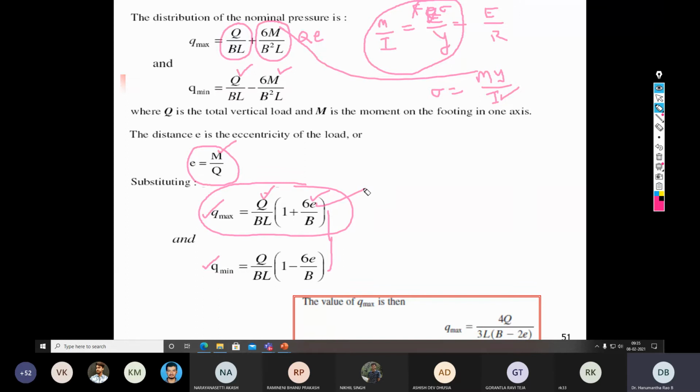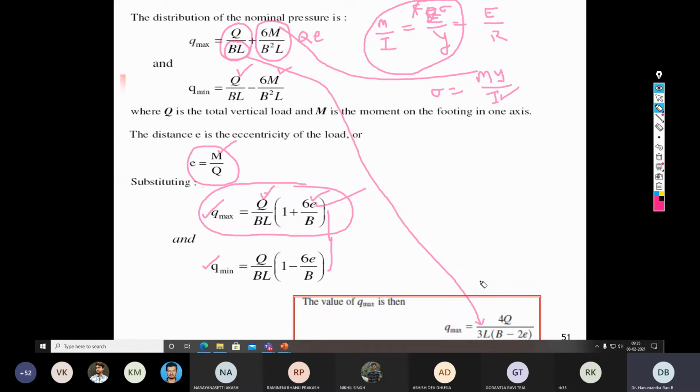Okay, but here although it is shown the stress due to the axial load, that is Q by area, that is B into L, but as I have discussed in the previous slide, we cannot take the width and length as it is. Rather, we need to take one of the dimensions in a reduced way. That is why it is called the effective area method.